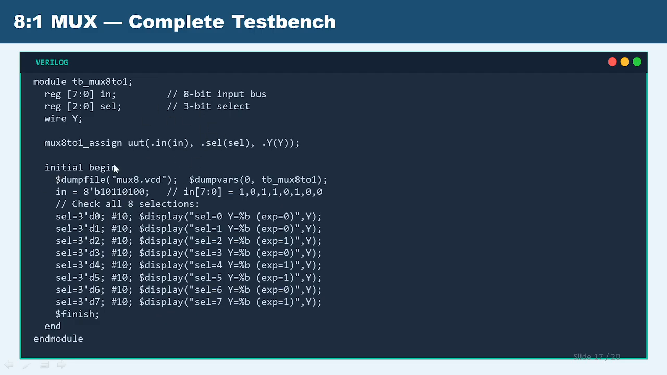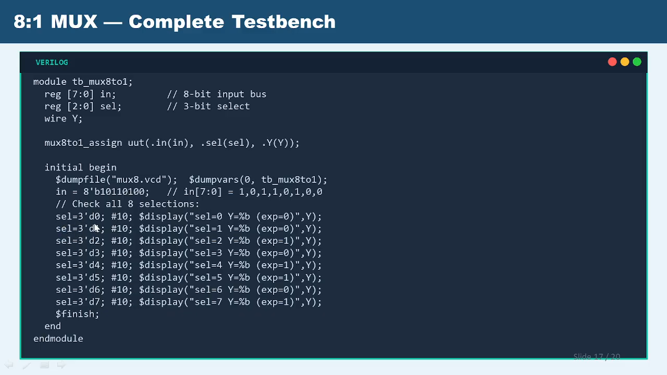After that, the dumpfile command is going to create a waveform dump file, and the waveform name is mux8. The dumpvars command is going to create levels: 0 means the 0th level, 1 means the 1st level. I will explain this level system in upcoming classes. Just keep in mind that dumpvars is going to create levels in the waveform.